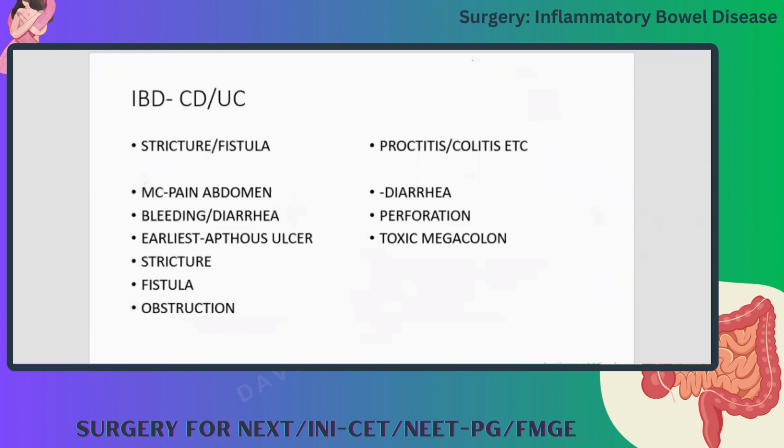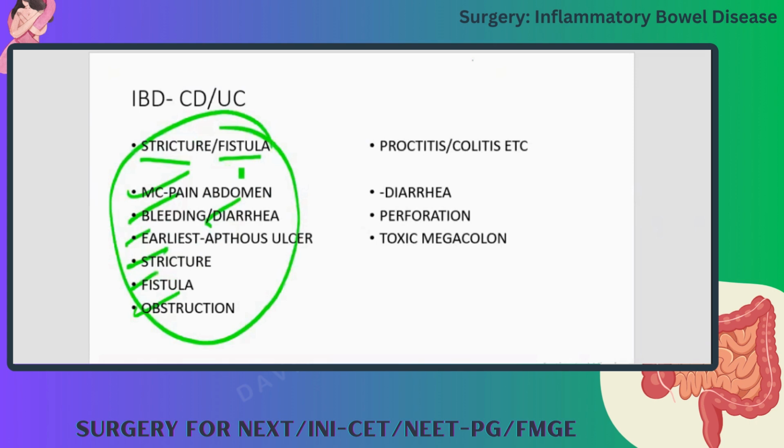So what is the presentation? The patient can present with stricture or fistula in Crohn's disease. The most common feature is pain abdomen, because of stricture or fistula. The other things are there may be bleeding, there may be diarrhea. Earliest is the presence of an aphthous ulcer inside. If you do a colonoscopy, you can identify an aphthous ulcer. There may be stricture or fistula obstruction. These are all the presenting features of Crohn's disease.